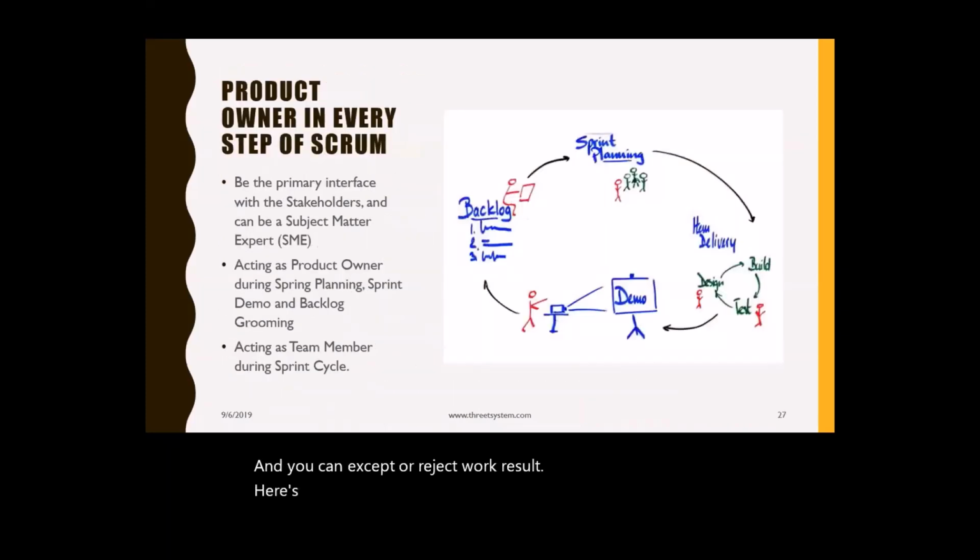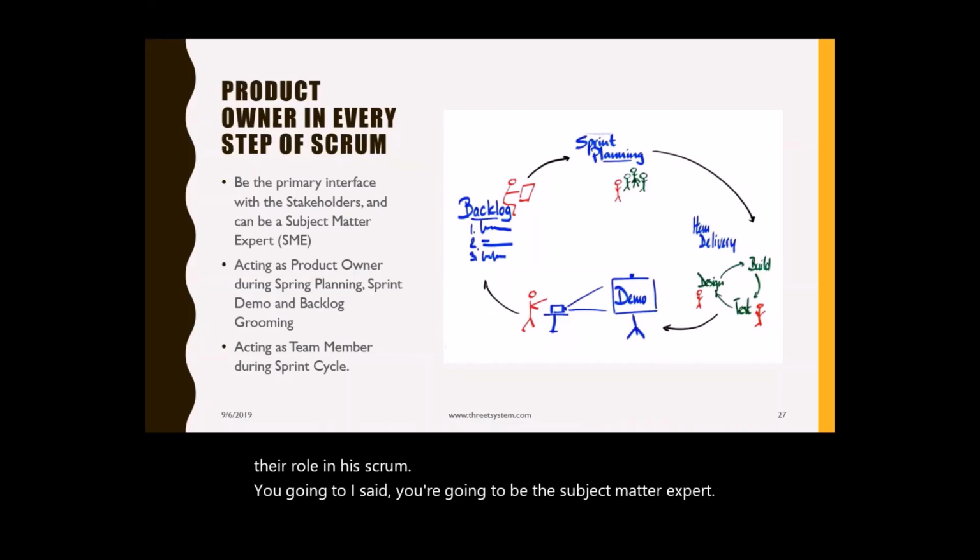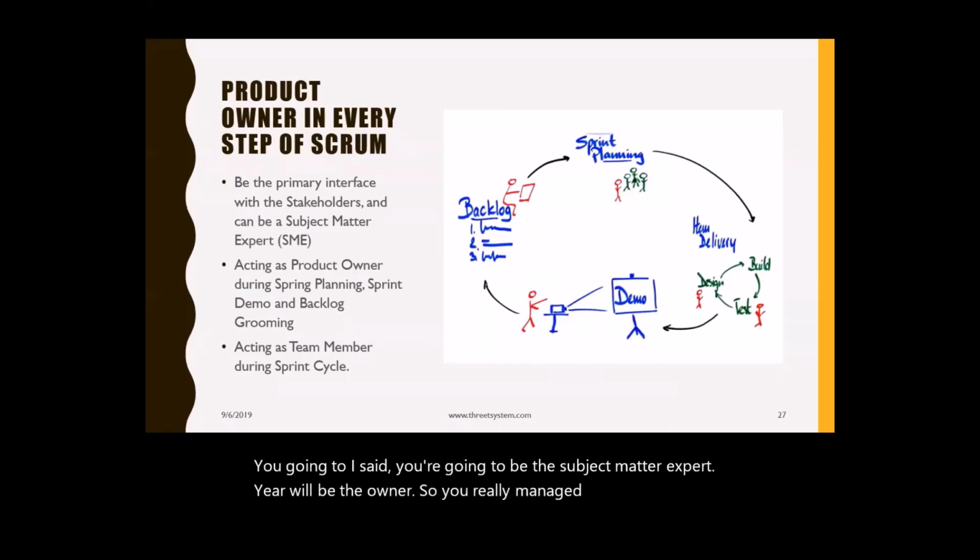Here's a little hand drawing of what a product owner does and their role in a Scrum. Like I said, you're going to be the subject matter expert. You will be the owner, so you really manage the process and the product.